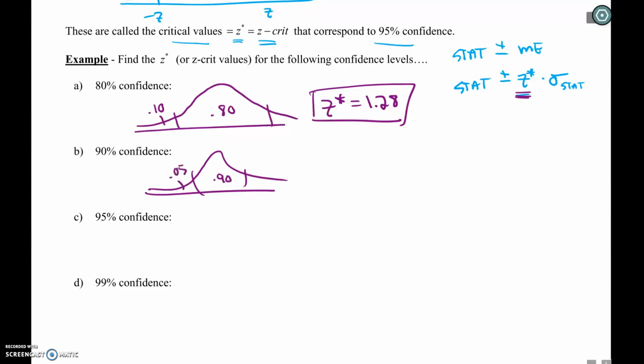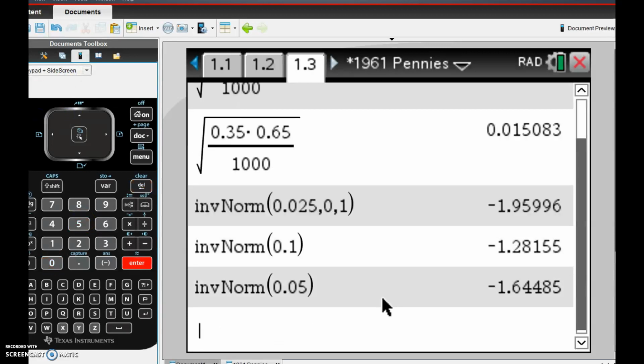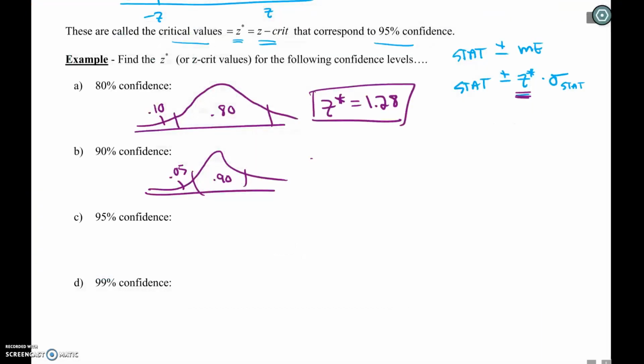90%, that would be 0.05. Usually we go an extra decimal here because it's right at the halfway point. So usually we say 1.645. The z-crit is 1.645.